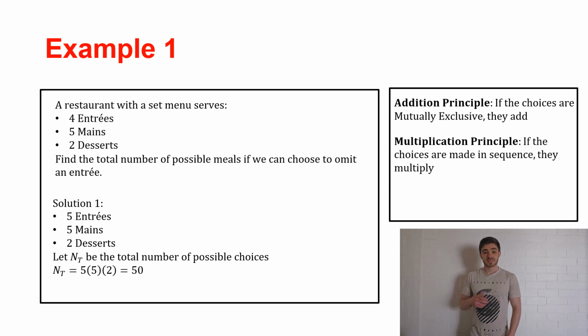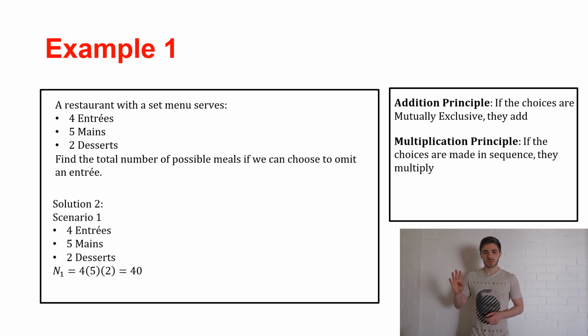The second option is to split the scenario into 2 different groups. The first group will consider what happens if we include an entree. So that's 4 choices for entree, 5 for main, and 2 for dessert. Then we're going to add that to the number of choices that don't include an entree.